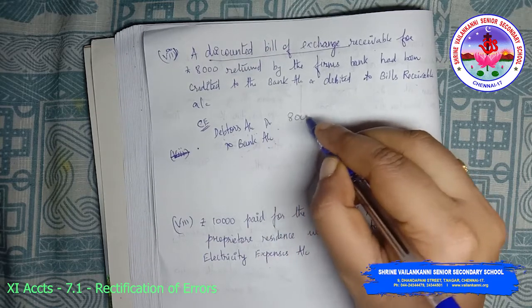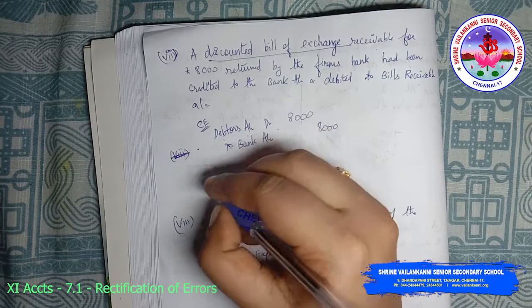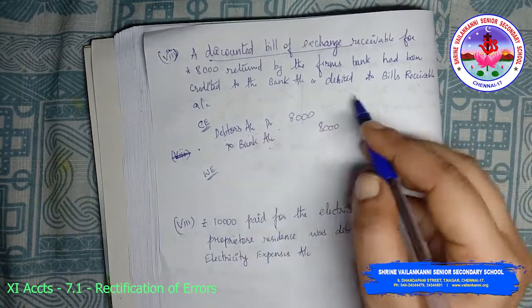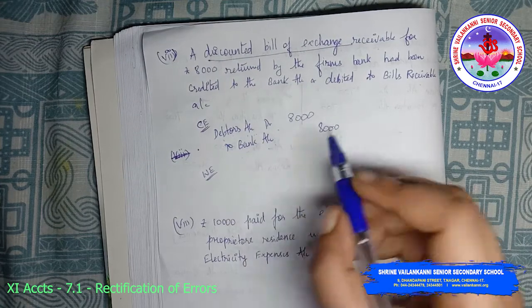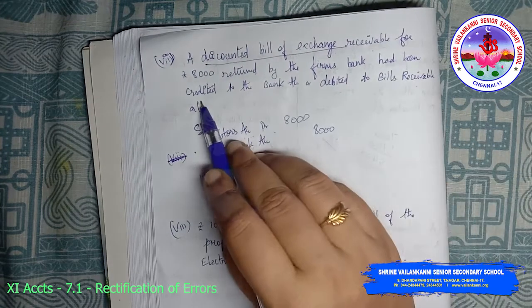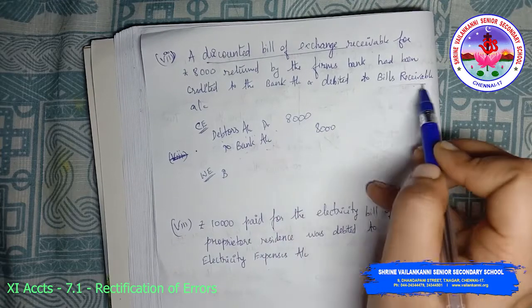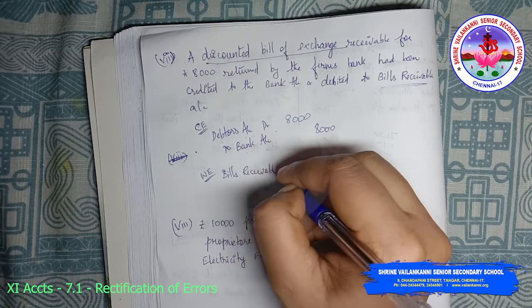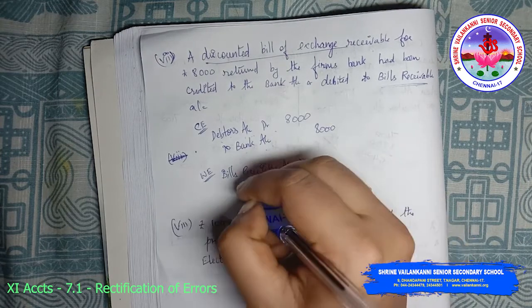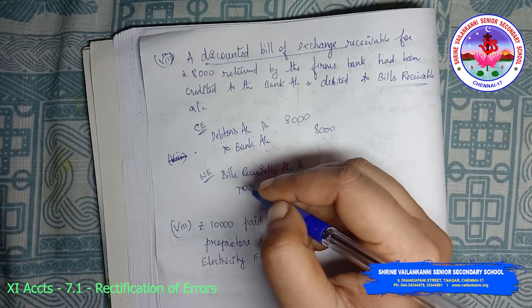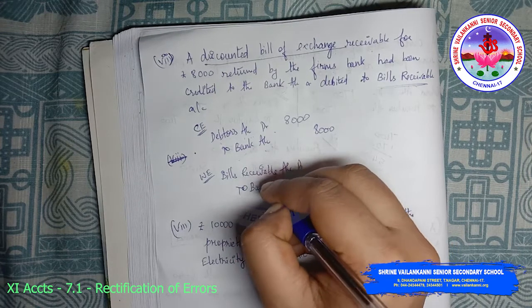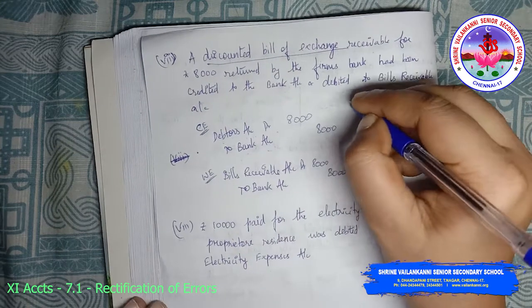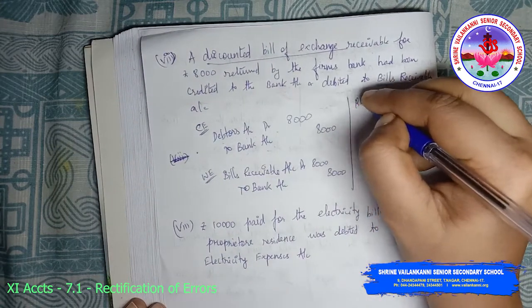So 8,000 and 8,000. Now what is the wrong entry that they have posted? Wrong entry would be instead of writing debtors, they have written bills receivable. It has been credited to the bank account and debited to bills receivable. So bills receivable account debit to bank account, 8,000.